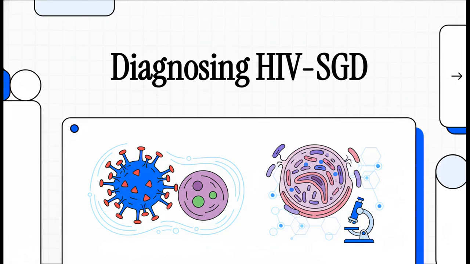All right, today we're jumping into a really interesting diagnostic puzzle, one that sits right at the intersection of immunology and what you see every day in the clinic. We're talking about how to diagnose HIV-associated salivary gland disease. So let's get right into it.